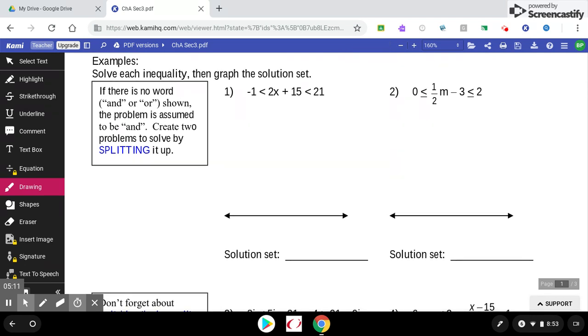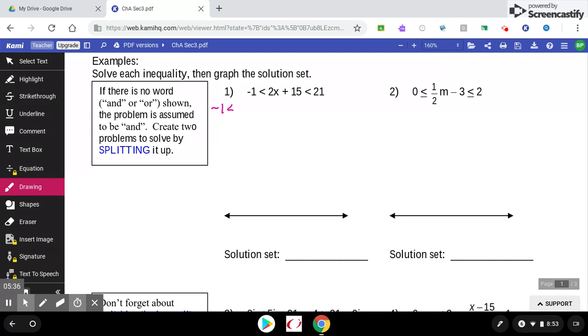All right, if the word and is there in the problem, it's obviously an and. If the word or is there in the problem, it's obviously an or. If it's not there, like the first two problems, it's understood to be an and. You would almost have to say the word and if you read this problem. So if I read it, number one, -1 is less than 2x plus 15 and, right, less than 21. So it's just understood to be an and. And here's how you solve it.